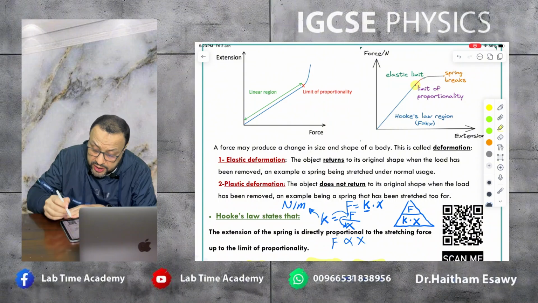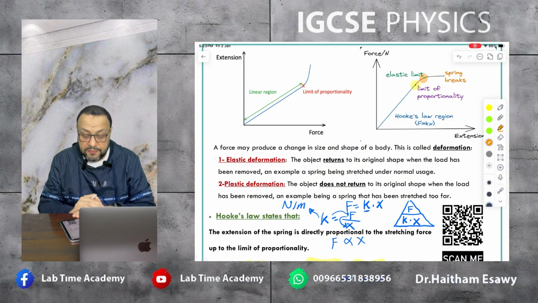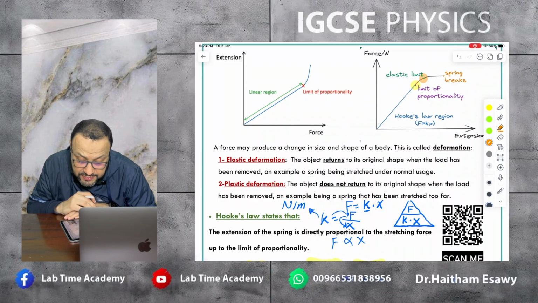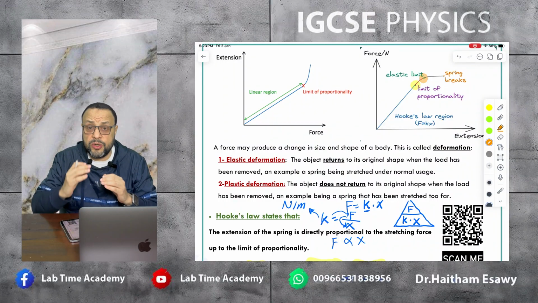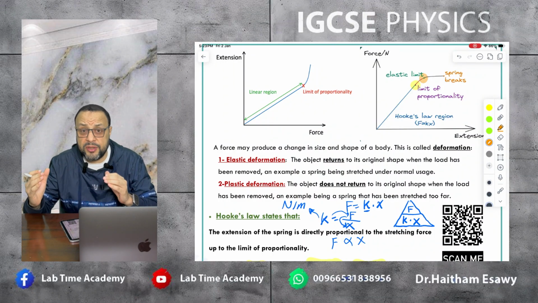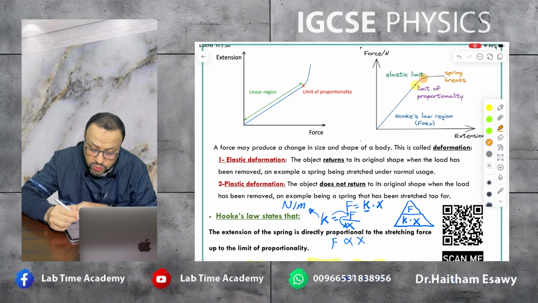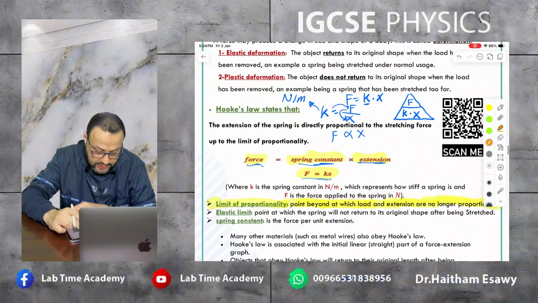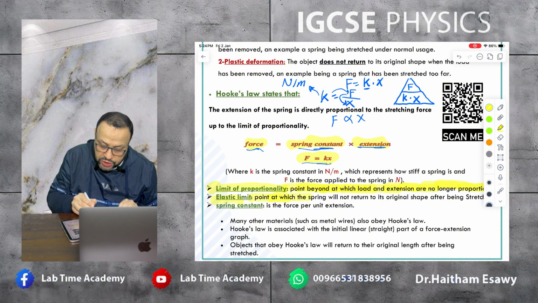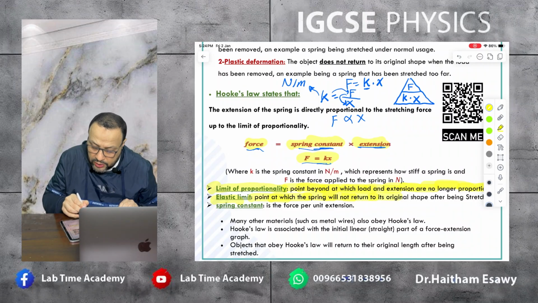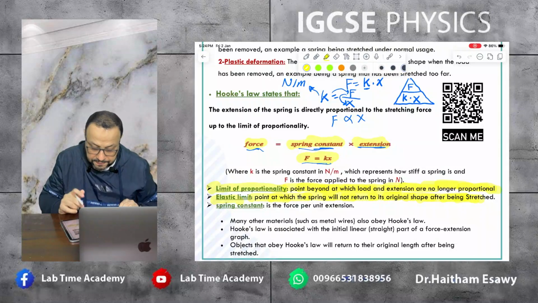After this point, we have the elastic limit. Beyond the elastic limit, we have plastic deformation. This means that when we remove the force, the spring or the material will not return back to the original shape. So this will be the elastic limit. What about the elastic limit? It is the point at which the spring will not return back to its original shape after being stretched, as you see.